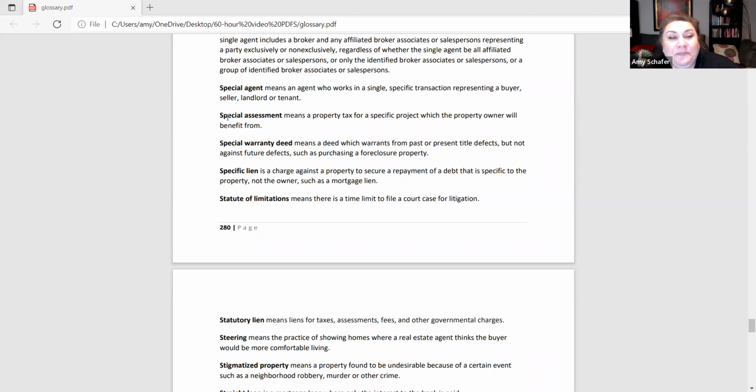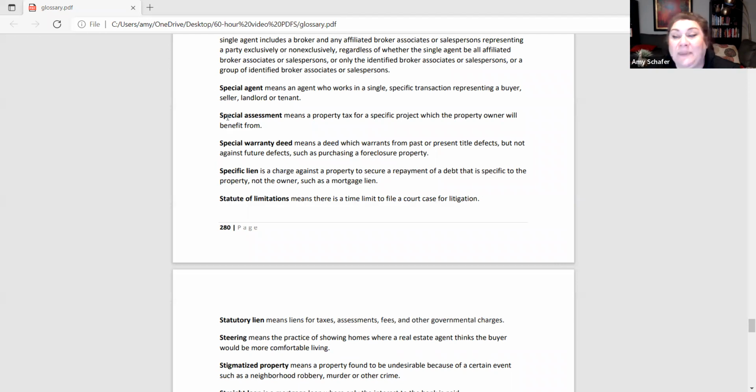Special warranty deed, not quite as good as the general warranty deed. It warrants against title defects in the past and the present, but not the future. This works really, really well for a foreclosure, because when a bank relists a property that they've had to take back into inventory, they don't know what that previous owner did that could create a lien in the future, either by not paying their utilities or maybe having work done to the house and creating a mechanics lien. So they can warrant the past and the present, but not the future. So that's a very common one with a foreclosure.